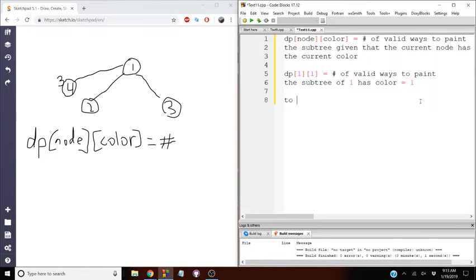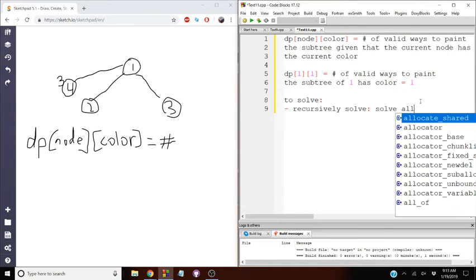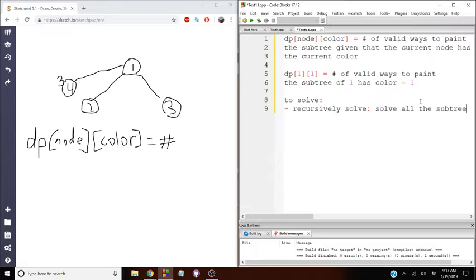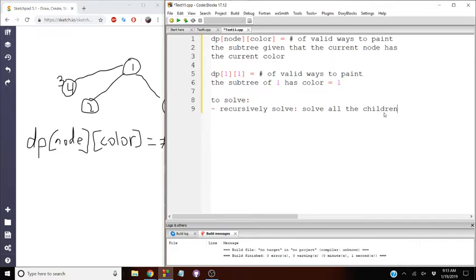So to solve this, we will recursively solve. So this means that solve all the subtrees, or solve all the children before solving the current node. Okay, now let's look at base cases, right? Since we're trying to recursively solve and solve all the children before solving the current node, the base case is if the current node is a leaf.